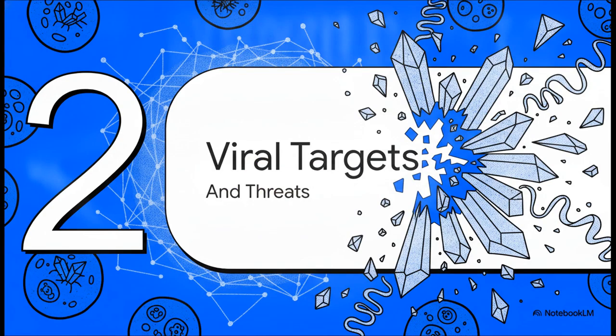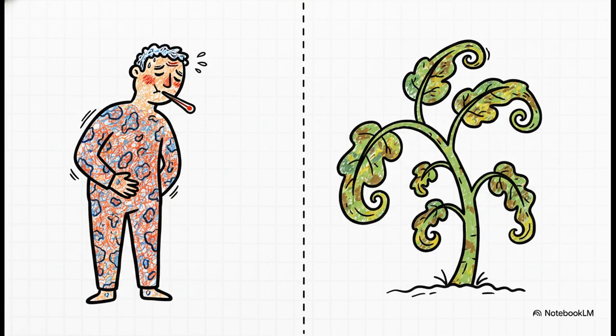Viral targets and threats. Let's look at the actual damage these crystalline invaders can do once they breach a host's defenses. The real-world impact here is just massive. For us humans, viruses are responsible for everything from the mild common cold to mumps, herpes, influenza, and historically devastating diseases like smallpox.